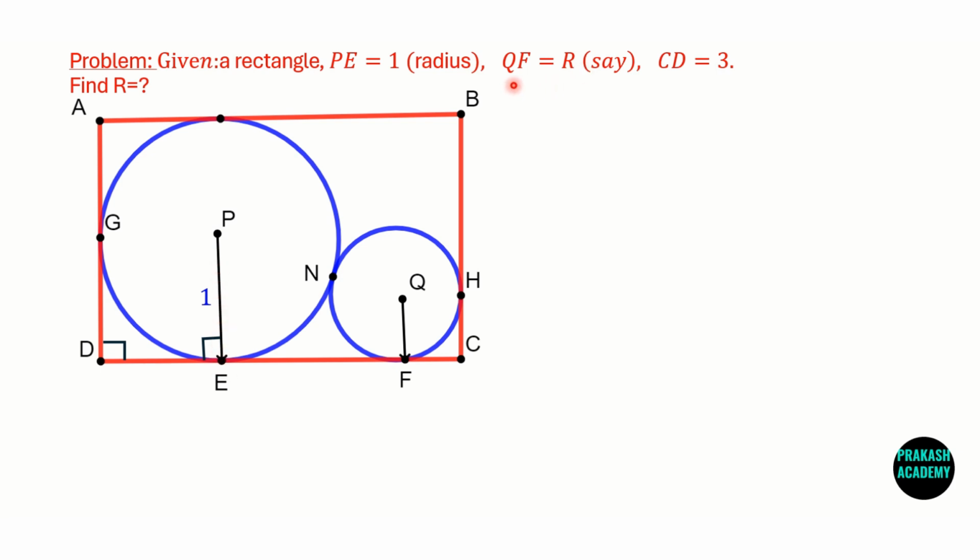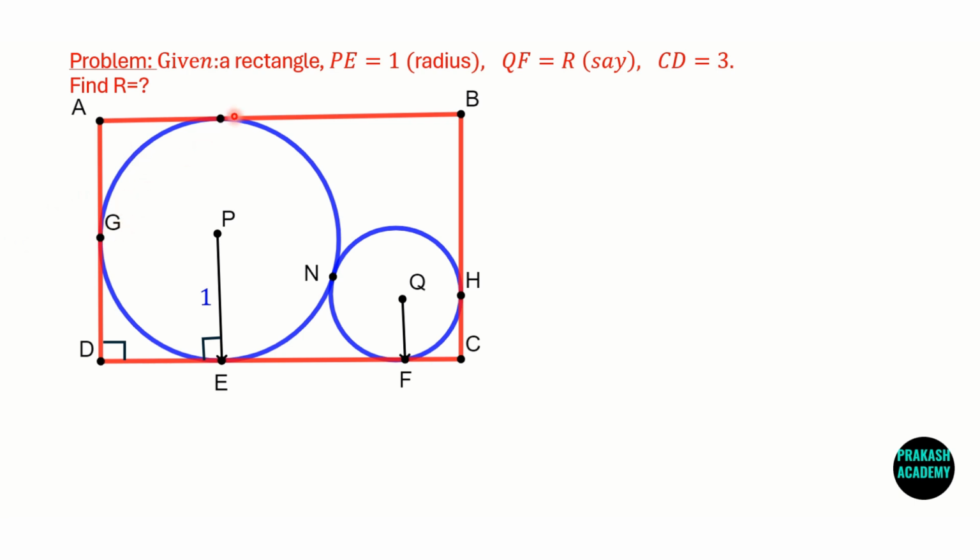Radius of a smaller circle is not known. Let's call this capital R. So QF is capital R, and this is the radius, that is QF. One side of rectangle is also given and that is CD is equals to 3 unit. So this is the side CD and length of this side is equals to 3 unit. Now we have to find value of capital R. This means we have to find what is the radius of a smaller circle.